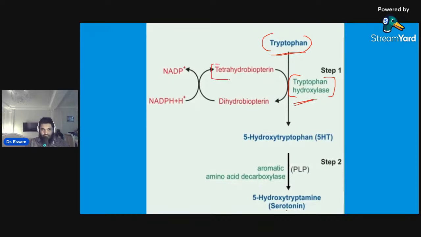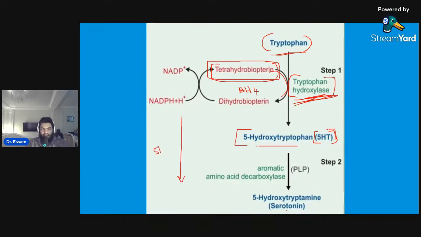And again, this is our old friend tetrahydrobiopterin. It is also known as BH4. So this is also required, and tryptophan hydroxylase is also required. And the product which we will get is 5-hydroxytryptophan, which is also known as 5-HT. That's why this pathway is called the 5-HT pathway.